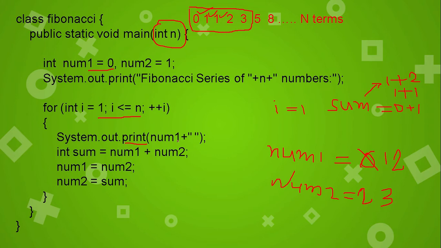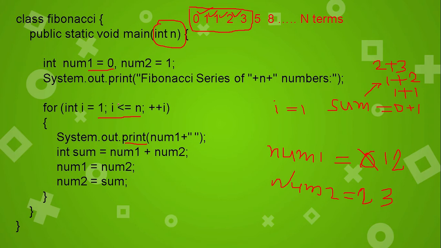System.out.print num1. Look at num1. What was there in num1? 2. 2 will be printed. Okay. Now next is sum is equal to num1 plus num2. What is num1? 2. Num2 means 3. So 2 plus 3, 5. What is the sum? 2 plus 3 is equal to 5. This is what happened. i plus plus. This becomes 5.